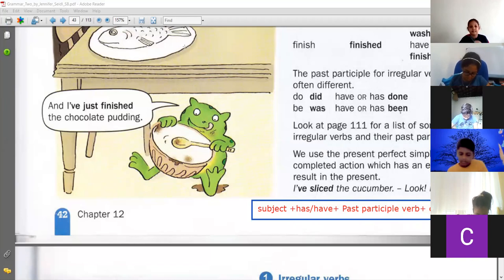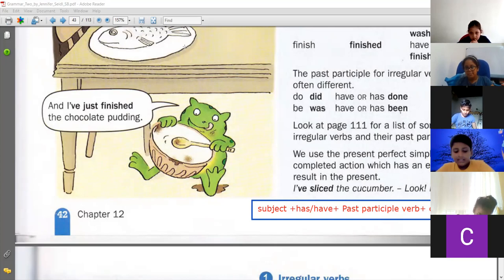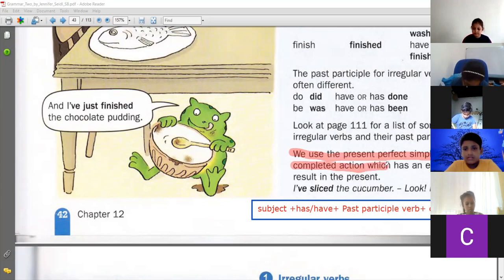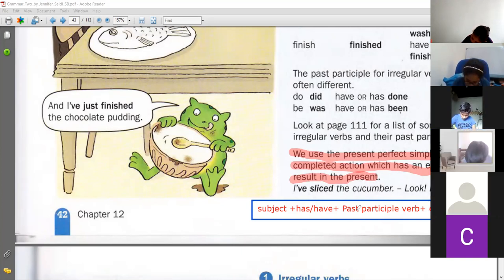So what do you want to highlight, teacher? You want to highlight: we use the present perfect simple for a completed action which has an effect or results in the present. You want to highlight that sentence and write it down here. Then you can understand that as well.